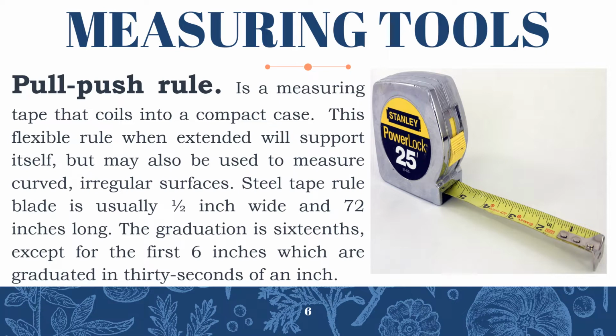The first one is the pull-push rule. It is a measuring tape that coils into a compact case. This flexible rule, when extended, will support itself but may also be used to measure curved, irregular surfaces. Steel tape rule blade is usually 1/2 inch wide and 72 inches long. The graduation is 16ths, except for the first 6 inches, which are graduated in 32nds of an inch.